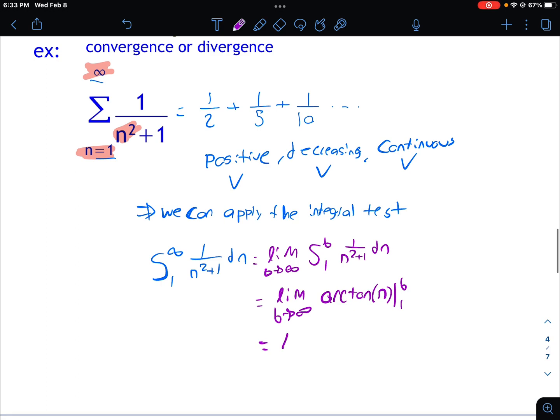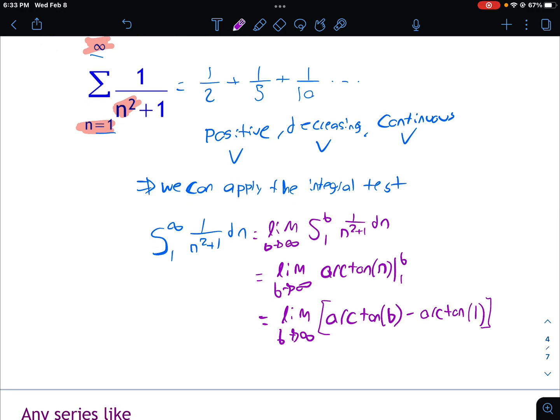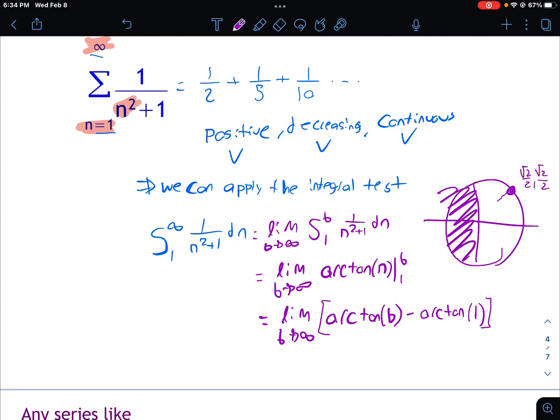Okay. So here's the thing. Arctan, we need to know what it kind of looks like. So we're going to have arctan of b minus arctan of 1. Arctan is asking when is tangent going to be equal to that? Well, tangent's equal to positive 1. If you guys recall, arctangent only works in the first and fourth quadrant. We know that's going to happen up here at pi over 4. This is going to be root 2 over 2, root 2 over 2. So pi over 4 is going to be what this section is.